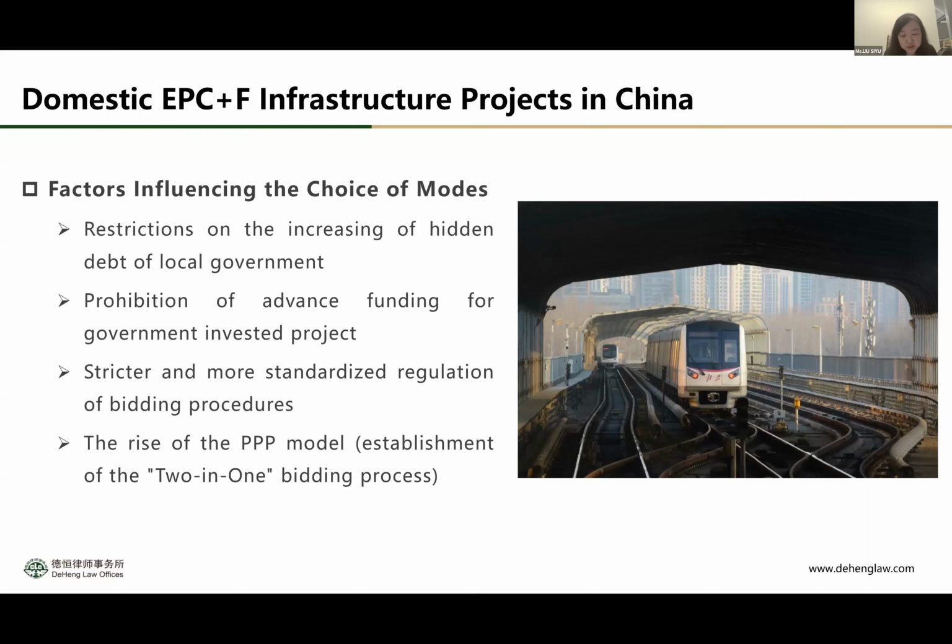And also there are some regulations changed. For the PPP mode, more and more systematic regulations and laws have been brought in and launched. So people have more confidence in this PPP model. And also there is a stricter and more standardized regulation of bidding procedure. Because when contractors participate in those PPP projects, one of the major goals they want to achieve is to get the construction part of this project.